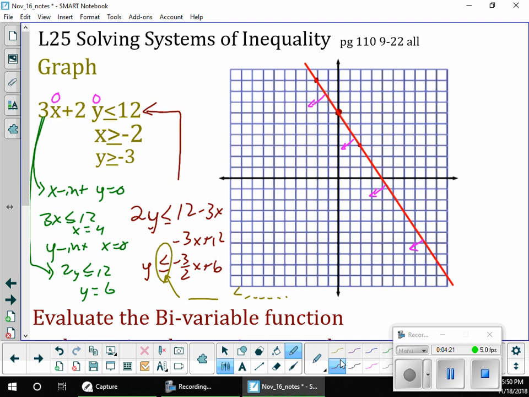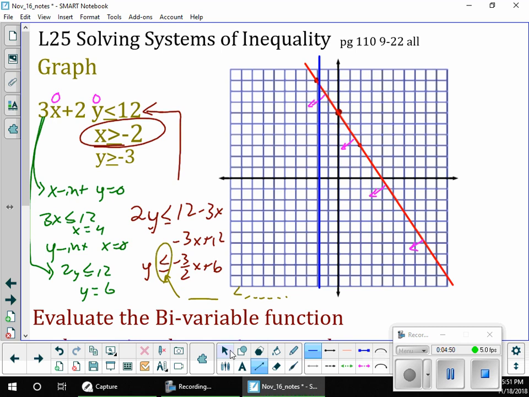I have this handy dandy little guy right here. X is greater than or equal to negative 2. That means there's no y. If there's no y, there's no y-intercept. If there's no y-intercept, it means I have a vertical line. So x greater than or equal to negative 2 is a vertical line that's going to get shaded. And if I do a vertical line, I'd have to do it at where? The negative 2, which is this line right here.